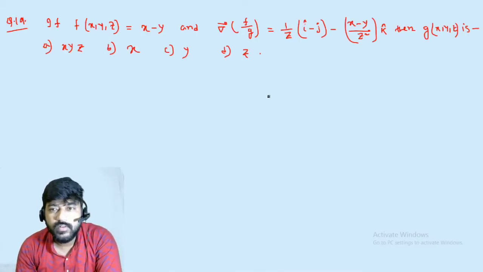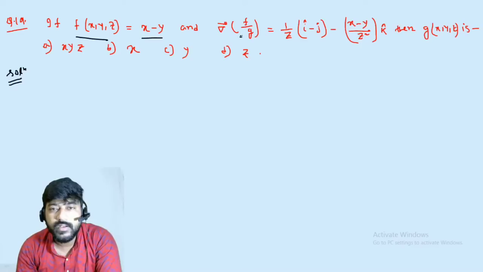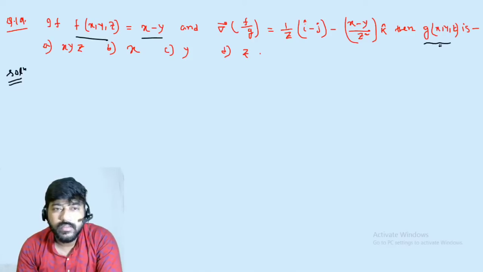So dear students, now let me solve the next questions on gradient of scalar function. Okay, so here what is the question? The question is: given that f of x y z is nothing but x minus y, and gradient of f by g is given as 1 by z into i cap minus j cap minus (x minus y) by z square into k cap. Then g of x y z is what?